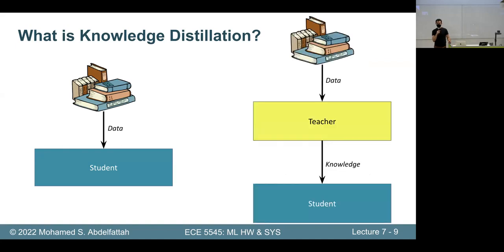And so instead, what we do, we put this thing in the middle called a teacher. And so the teacher absorbs all the knowledge in those books, or all the data in those books, and then transfers and distills that data down to something that, let's call it knowledge. And the teacher then attempts to transfer that knowledge onto the student. And that's basically the concept of knowledge distillation.